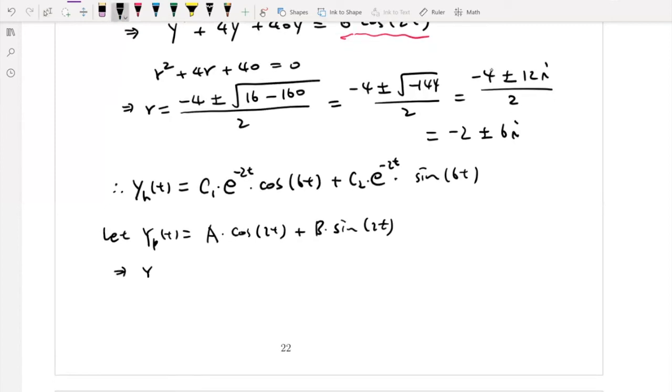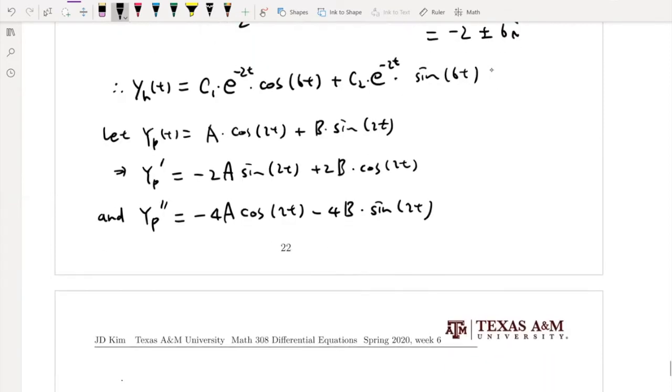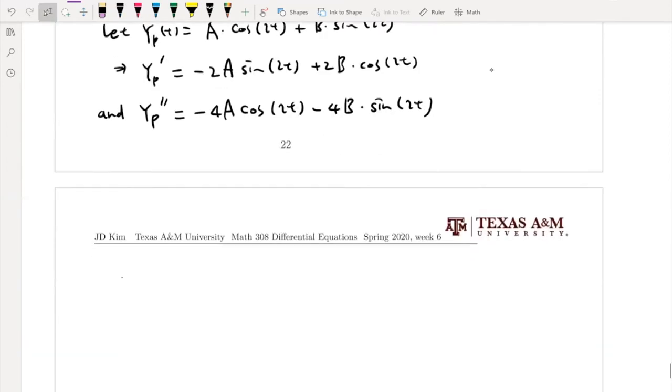So yp prime is minus 2a sine 2t plus 2b cosine 2t, and yp double prime is equal to minus 4a cosine 2t and minus 4b sine 2t. Now we are ready. We're going to plug all this y prime and y double prime into the differential equation. Then, there we go.